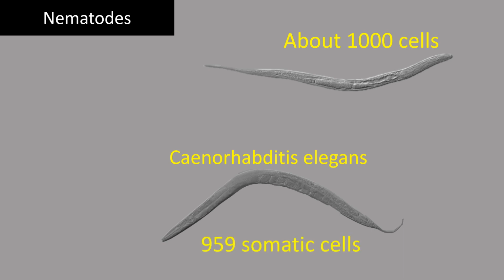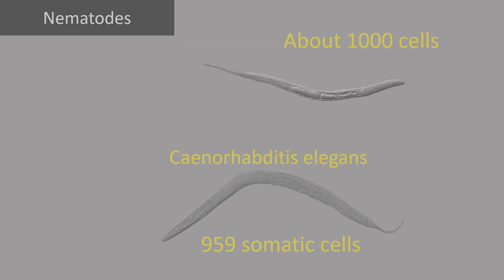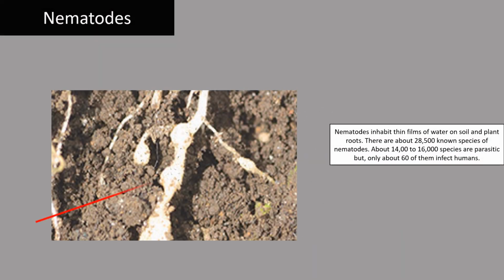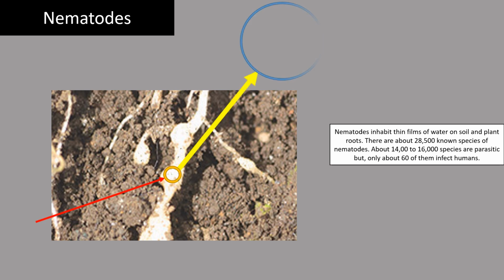For example, a hermaphrodite adult from this species has about 959 somatic cells, which are cells that are not used for reproduction. Nematodes inhabit thin films of water on soil and plant roots.